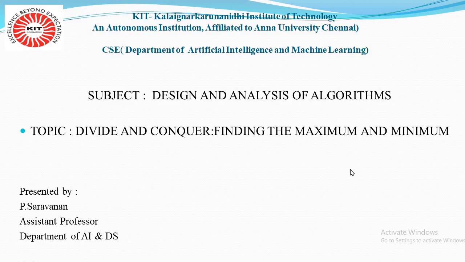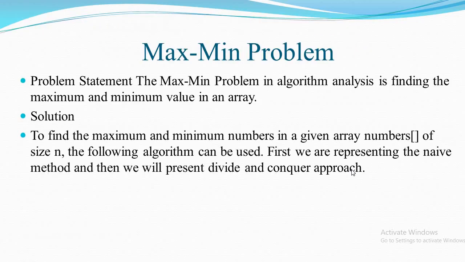Today I am going to take the subject Design and Analysis of Algorithm. Topic is Finding Maximum and Minimum using the Divide and Conquer method. So, problem statement of maximum and minimum. The maximum minimum problem in algorithm analysis is finding the maximum and minimum value in an array. We are going to find the maximum and minimum value in an array.